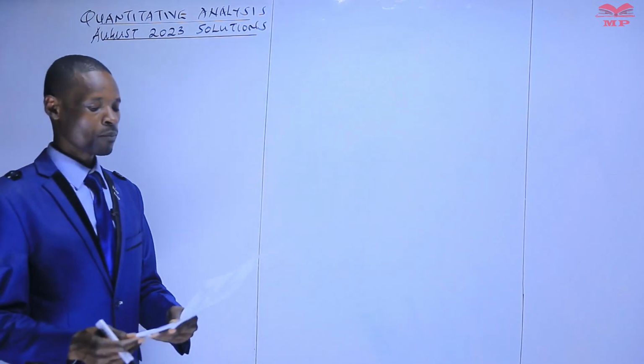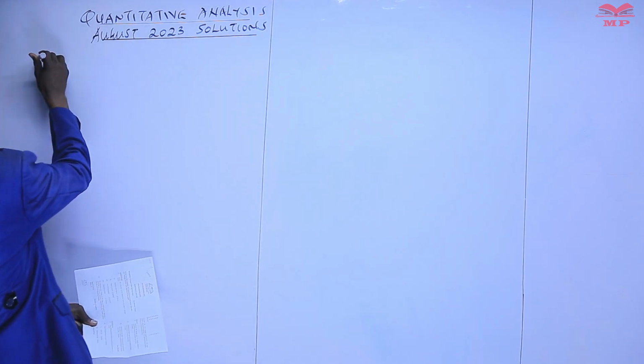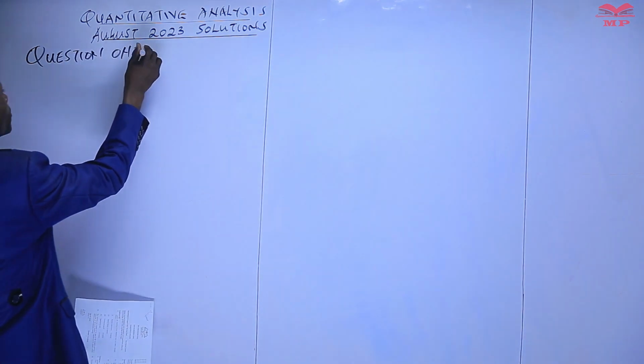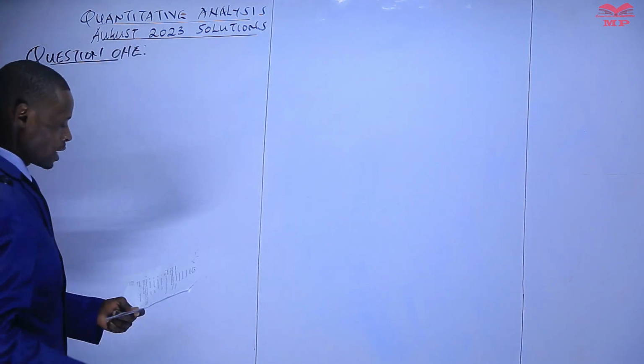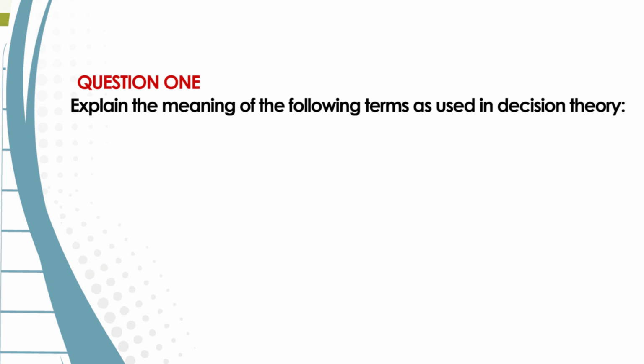Now we are going to start with question number 1. Let me start with Part A. Question number 1, part A reads, explain the meaning of the following terms as used in decision theory.